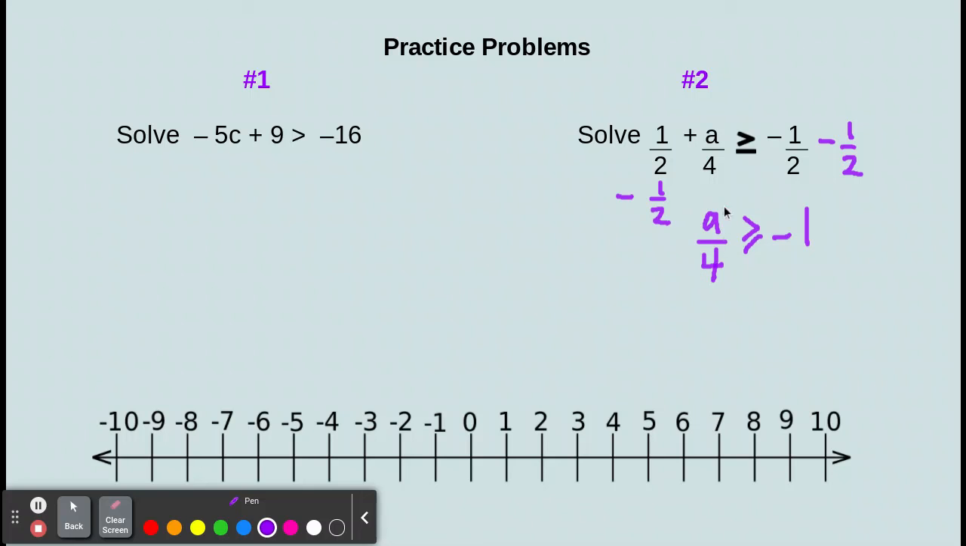So now look at your variable. Look at your coefficient. Is it positive or negative? It's positive. So we will not be flipping the sign. So your solution should be a is greater than or equal to something. And then you will graph that on the number line. All right. And that is the end of 4.7.